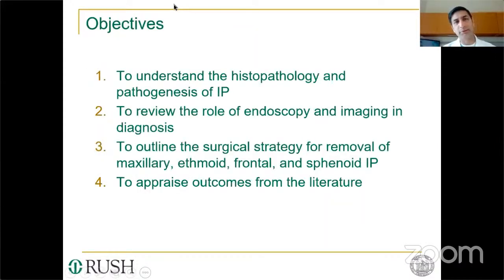These are the objectives. We're going to go through the histopathology, a little bit of time on the pathogenesis. We'll talk about the role of endoscopy and imaging. We'll talk about surgical strategy for removal of specific subsites. We'll look at maxillary, ethmoid, frontal, and sphenoid separately, and then we'll appraise the outcomes as they're available to us in the literature.